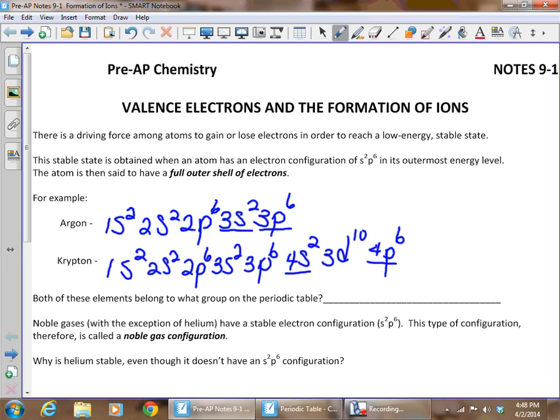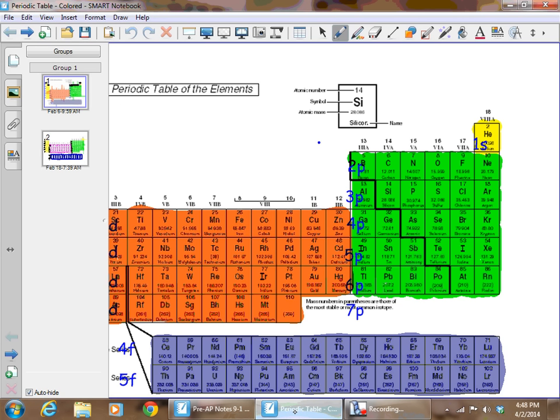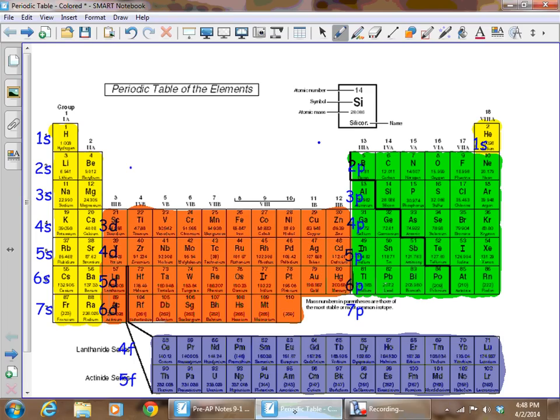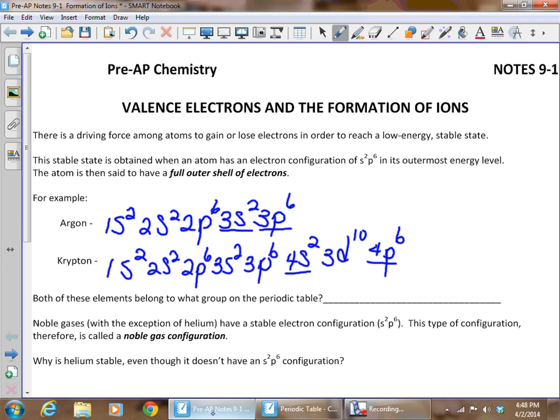Now let's look at the periodic table and see where those elements fall. If you look at the periodic table, you see that argon is here and krypton is here. So both of them are in what group on the periodic table? Exactly, the noble gases.